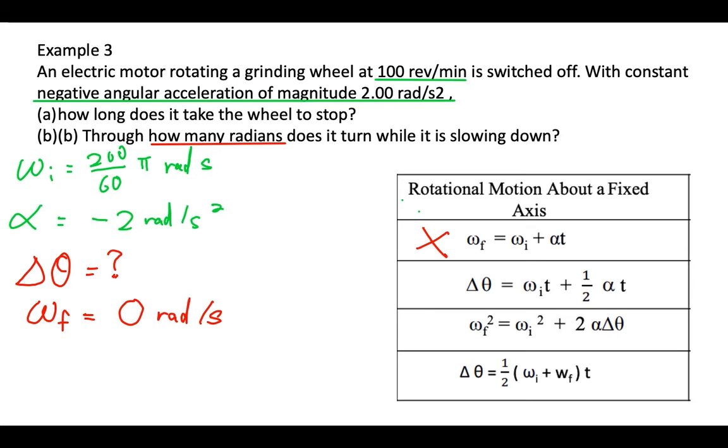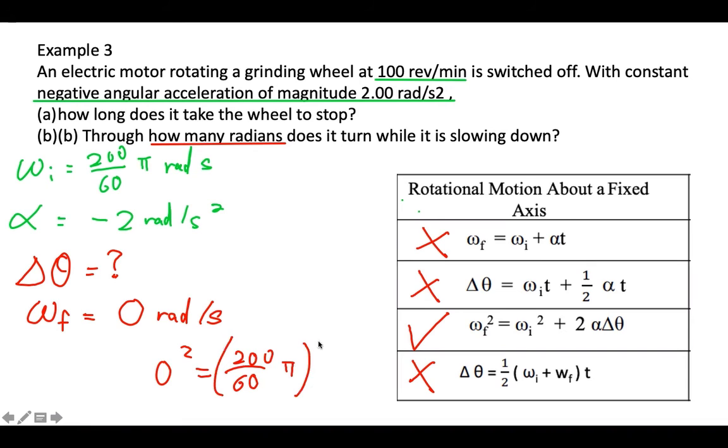We don't have the time. All right, right now we don't have time. So formula 2 has a time, and formula 4 also has time. So we don't need those because we don't have a time. Okay, and we use formula 3. It's just substitute 0 squared equals 200 over 60 pi squared plus 2 times negative 2 times the change of the angle, and we can find the answer.